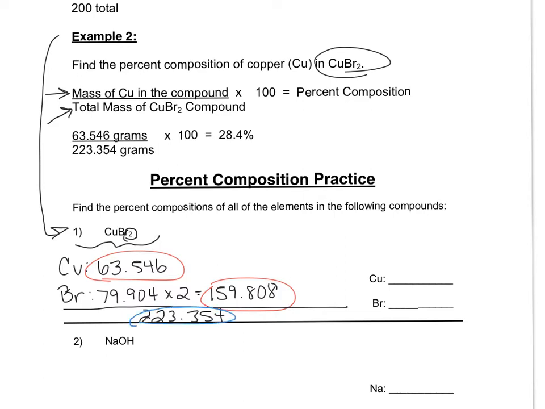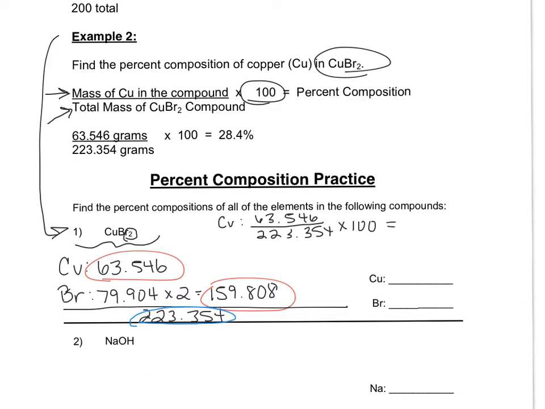Now what I want to do is figure out how much percent the copper takes up and the bromine takes up. I'm going to do that over here on the side. We take the mass of the copper in the compound, which is 63.546, and we divide that by 223.354. Then, in order to get it to a percent, we multiply by 100. A lot of people will forget this step. When you're trying to find a percent of something, you always want to make sure you're multiplying it by 100, because really a percent is just a decimal that's been multiplied by 100.